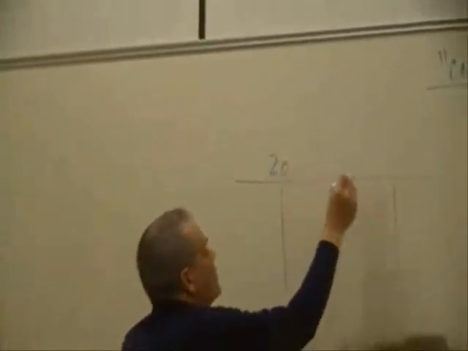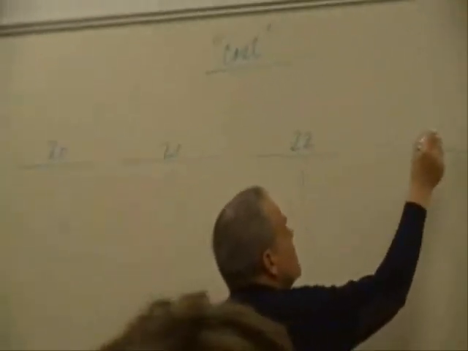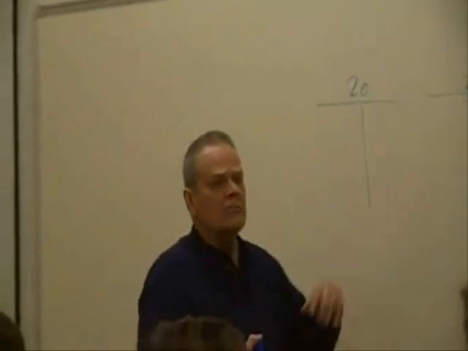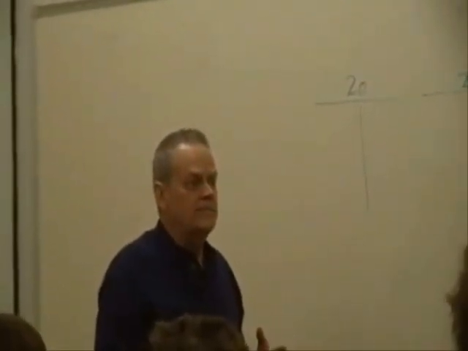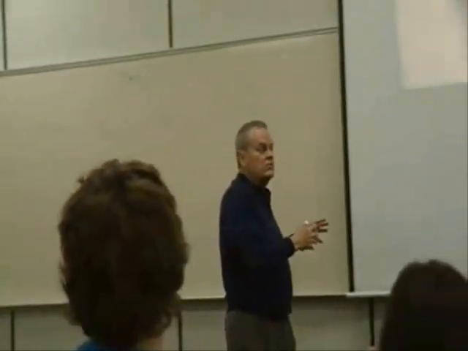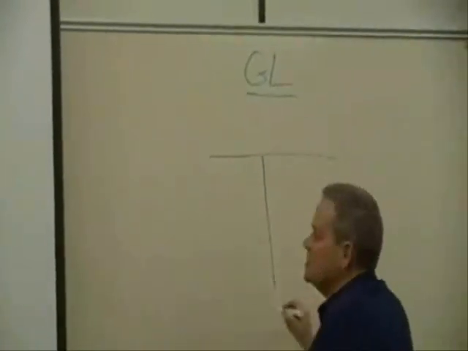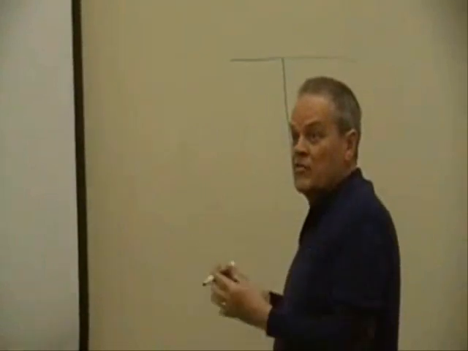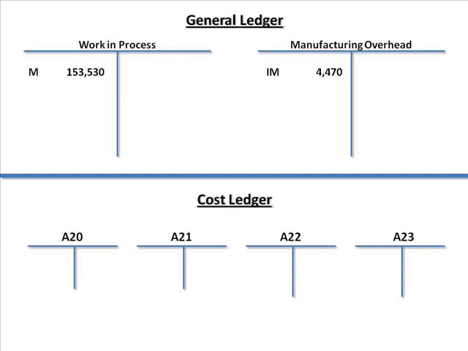Did we see any beginning inventory mentioned in this problem? I don't remember reading anything about beginning inventory. If there were beginning inventory, some of these jobs would have cost on them already. This is the subsidiary ledger, much like accounts receivable has customers' accounts in it, and much like there is in the general ledger a control account for accounts receivable that agrees with all that. In manufacturing, there is a control account called work in process that agrees with the cost ledger. These are the details. This is the general information that keeps the general ledger in balance.